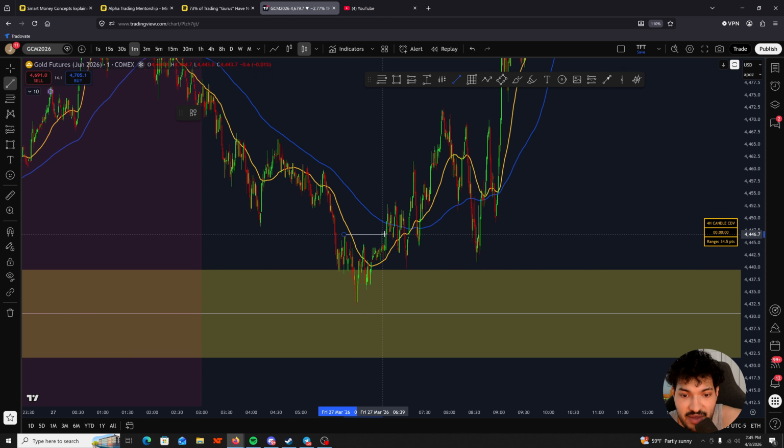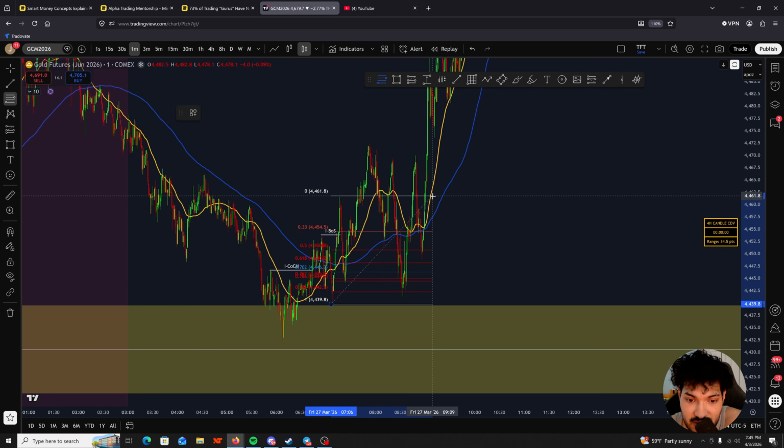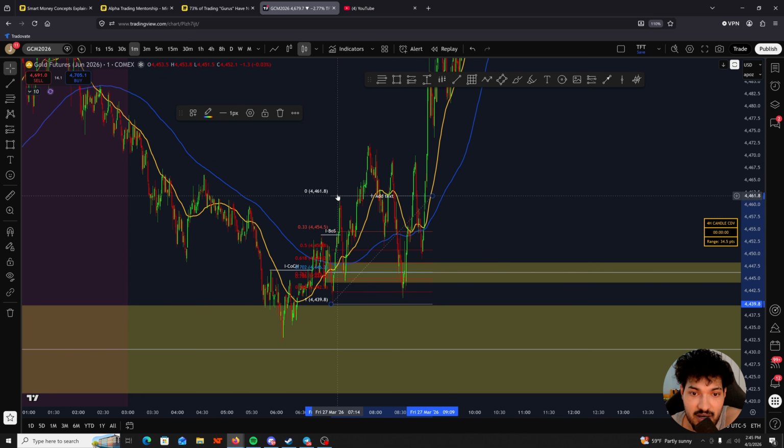So let's say you wait for that change of character, which happens over here, and then you wait for maybe another break of structure, which happens over here, and then you enter off that internal structure. You wait for another retrace off that internal structure, from this swing high to the swing low over here, and you enter at that OTE area, which is from 62 to 78. That's going to be your area to enter.